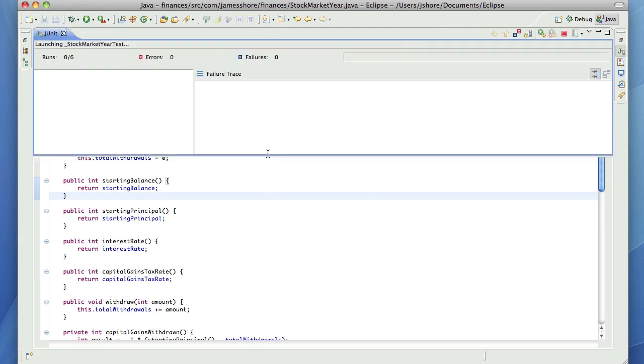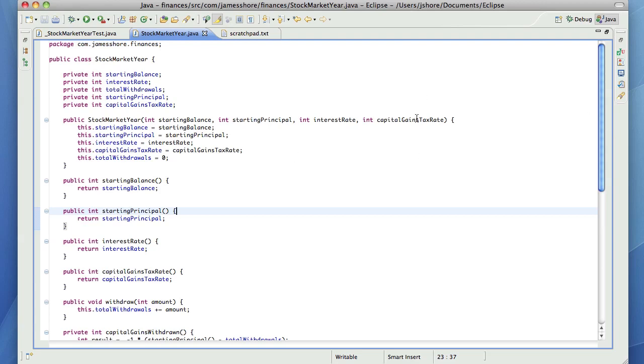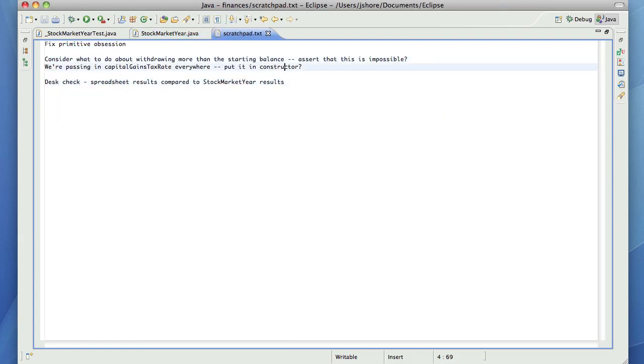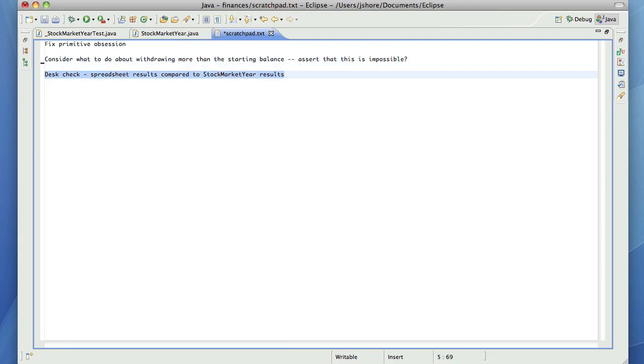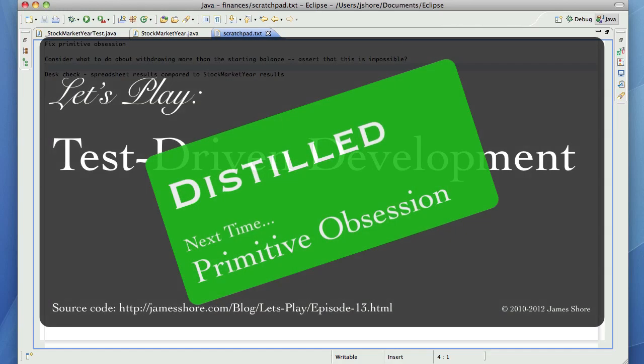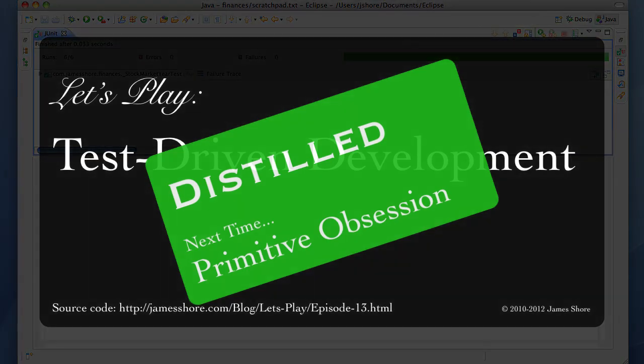Okay, so there's our capital gains tax rate passed into the constructor. I can take that off the scratch pad. I put in another little note for later while I was off camera, just something I thought of between videos that I thought would be important to come back to. Come back to this one later. I really want to take care of that primitive obsession. So let's see if we can make some progress on that.